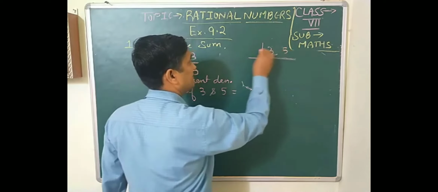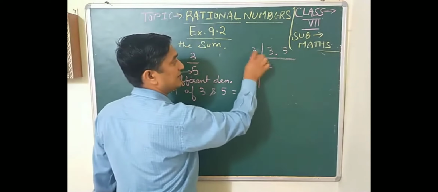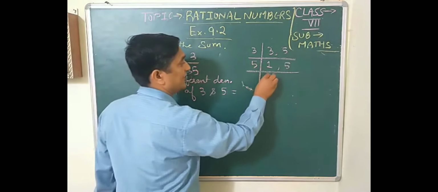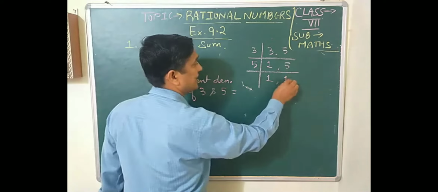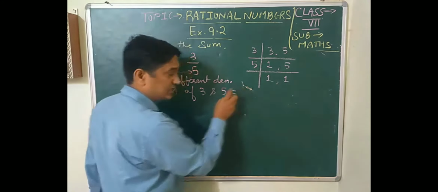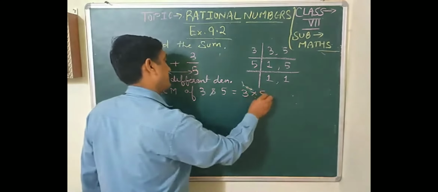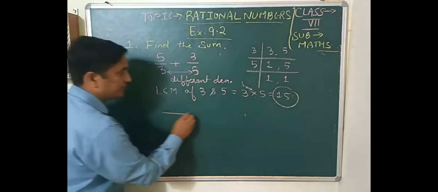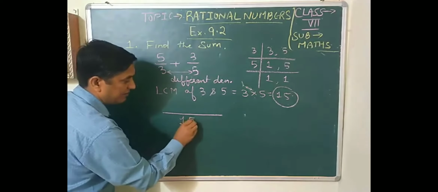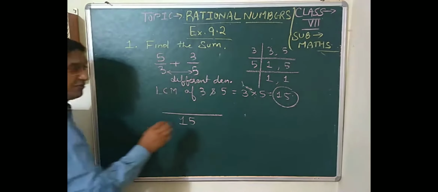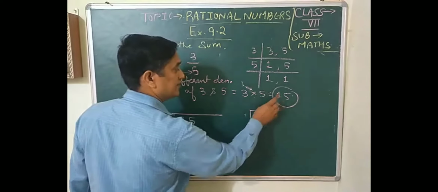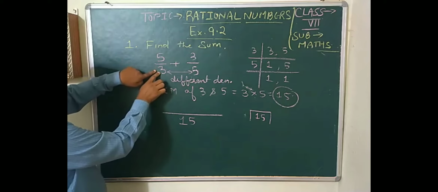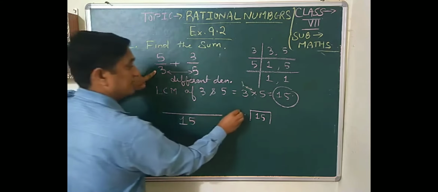3, 5. 1 3 is 3, 5 as it is. Then 1 as it is, and 1 5s are 5. So therefore children, the LCM of 3 and 5 is 15. Now we will write down this 15 in the denominator, and the next step is we will divide this LCM by the first rational number's denominator, that is 3.